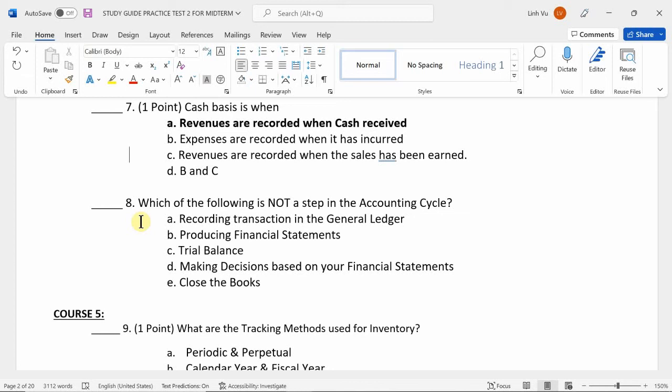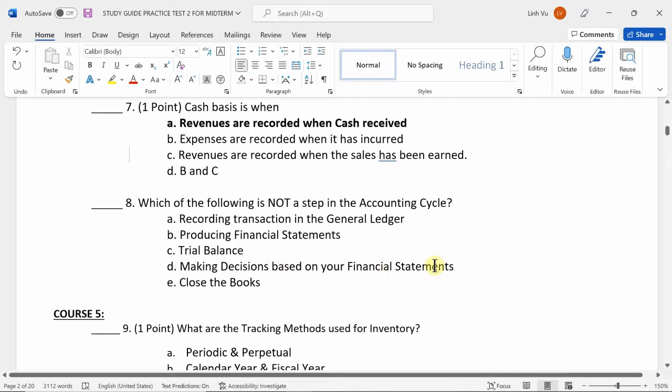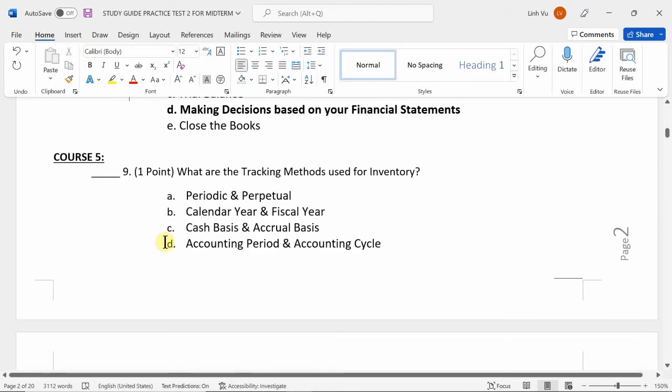Making decisions based on your financial statements. Okay, so in this case, I don't think I ever mentioned one of those being a step, right? That's definitely not a step in the accounting cycle. And closing the books is step 9. So in this case, letter D is going to be your correct answer, right? That is definitely not a step in the accounting cycle. Okay.